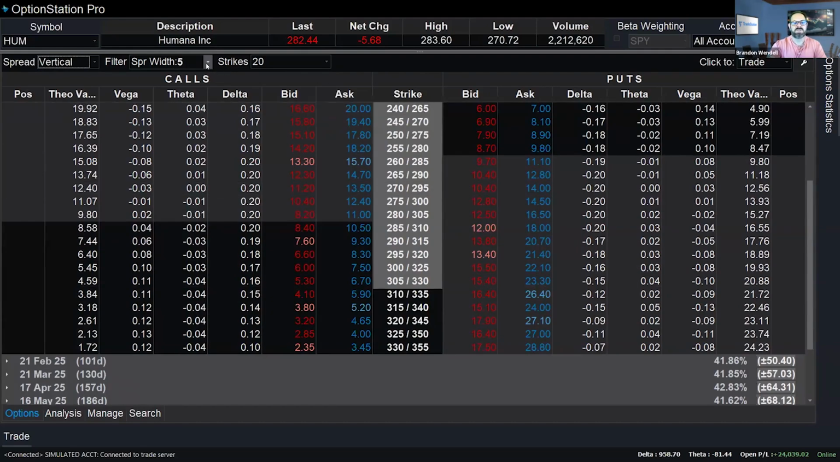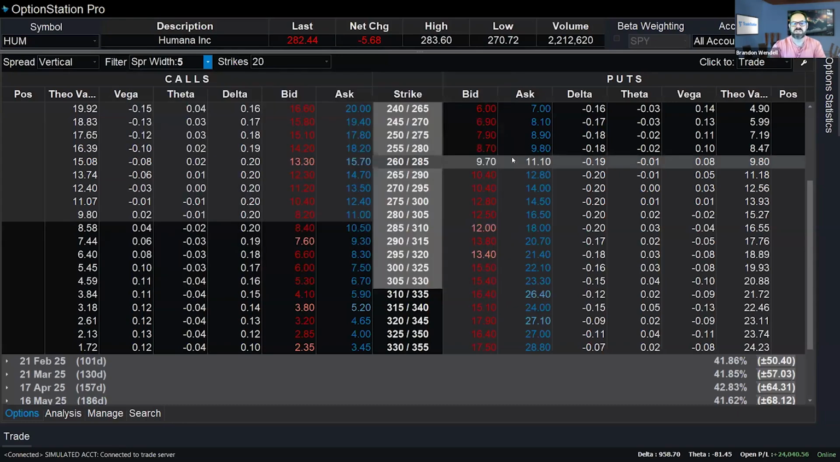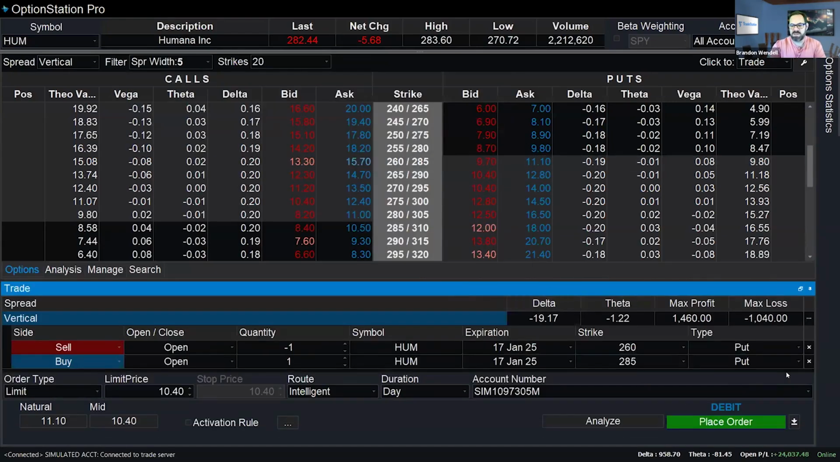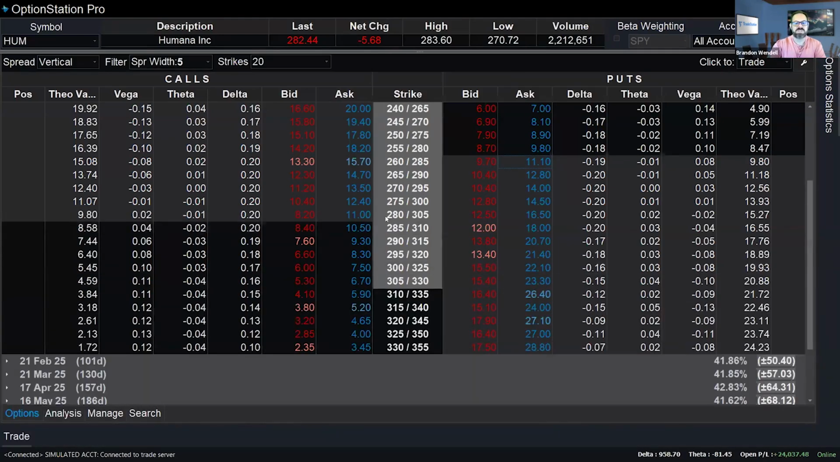So if I go to my filters and click the down arrow, you can see spread width. How many strikes do I want between the one strike and the next? Do I want a small amount? Do I want a large amount? It's entirely up to you what you want to select. So right now I have it set at 5. That means between each of the strikes, oops, didn't mean to click that. There we go. You can see between 280, we have 5 strikes: 280, 285, 290, 295, 300, 305. There are 5 strikes between the first and the second strike.